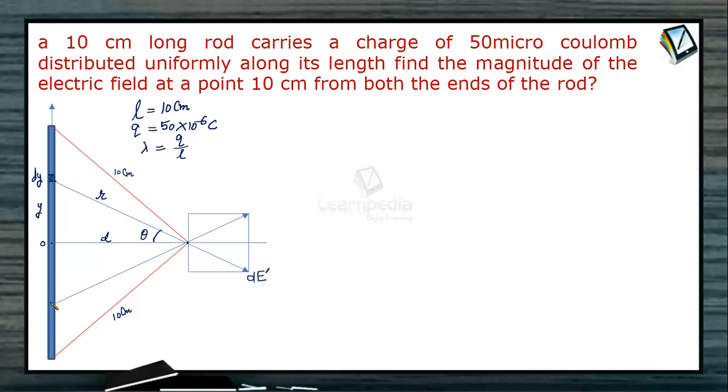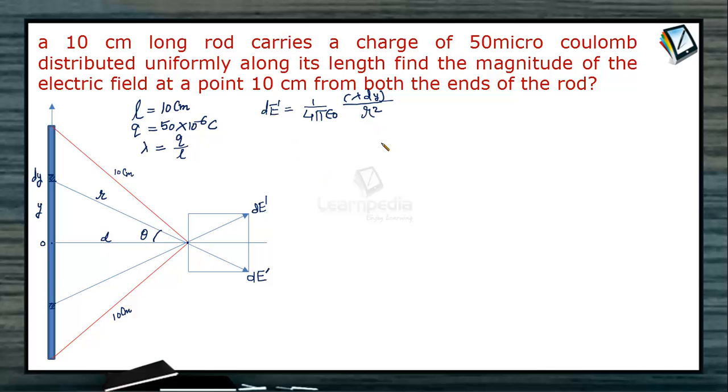And consider the similar element on the other side, because here this point is basically on the perpendicular bisector. So we'll get similar segments on both sides of this point, which is the center of the rod. If we consider the same segment here, then its electric field will be directed along this direction, and these two fields will be of the same magnitude, dE dash equal to 1 divided by 4 pi epsilon naught into charge on this segment, which is lambda into dy, divided by the square of the distance, which is r square.